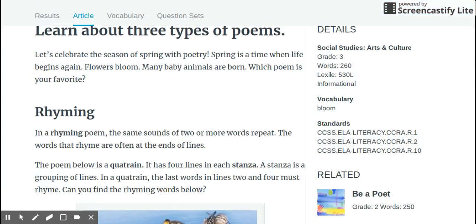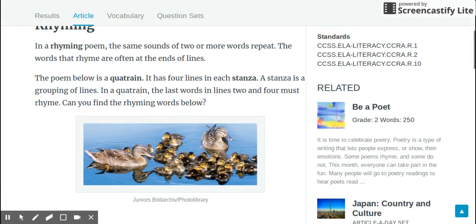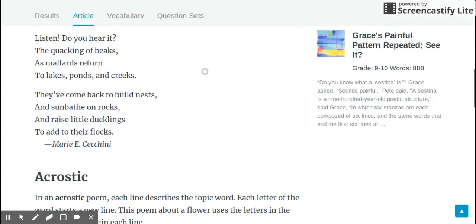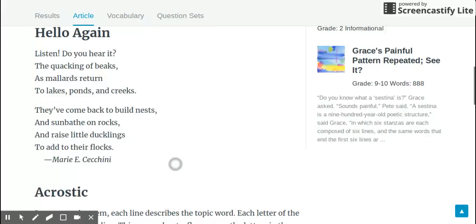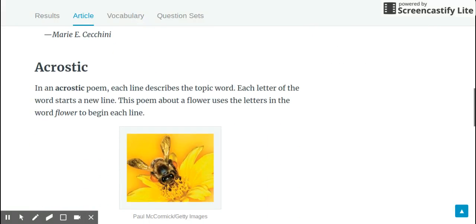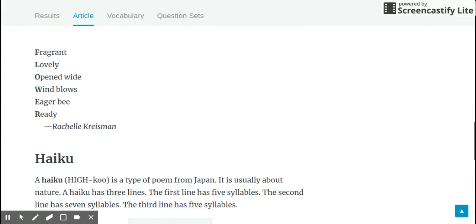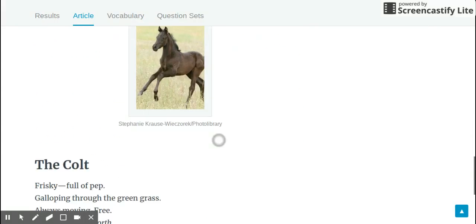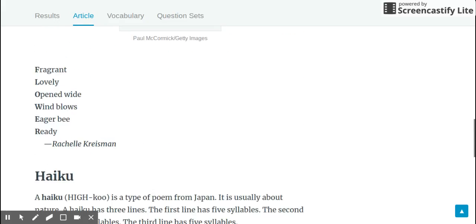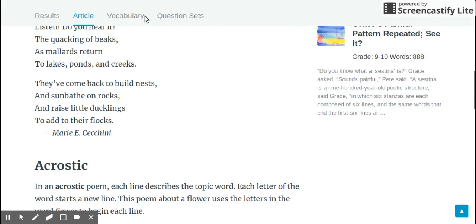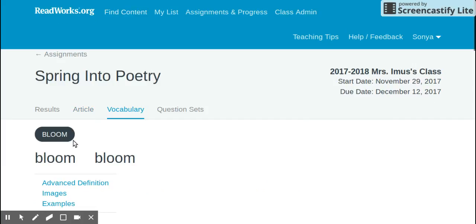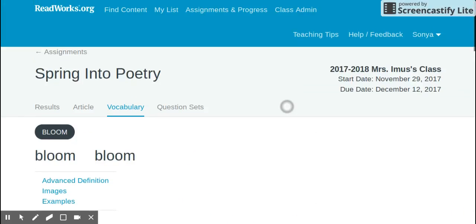So you're going to learn about rhyming, you're going to learn about a quatrain and a stanza, which you should already know what a stanza is. It gives you some different examples of types of poetry. This is acrostic poem, haiku, and then that is it for your article. You're going to look at the vocabulary next. This one just has one word, bloom. So you read down below.